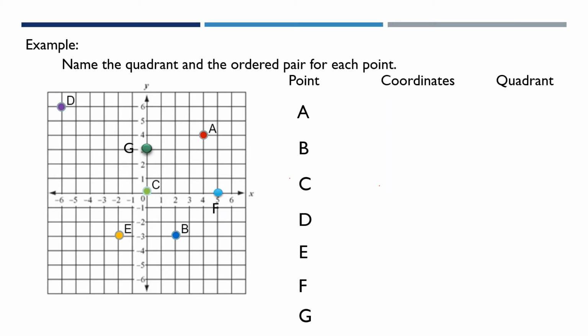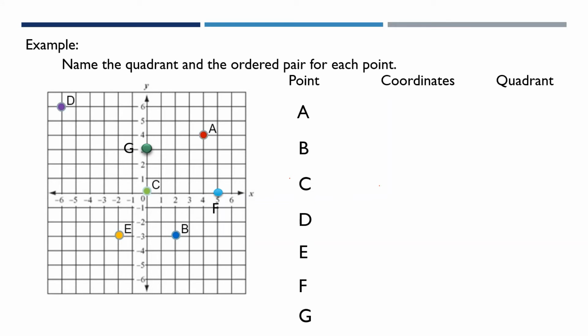For better understanding, so let's have our example. Name the quadrant and the ordered pair o yung tinatawag nating coordinates for each point. Take note, to determine the coordinates of a point, lagi nating unang titingnan kung saan nakatapat yung point horizontally or sa x-axis, then vertically or sa y-axis. Remember, hindi pwedeng magbaliktad yung mga coordinates natin. Lagi siyang nauuna sa x-axis or sa x-value bago doon sa y-value.